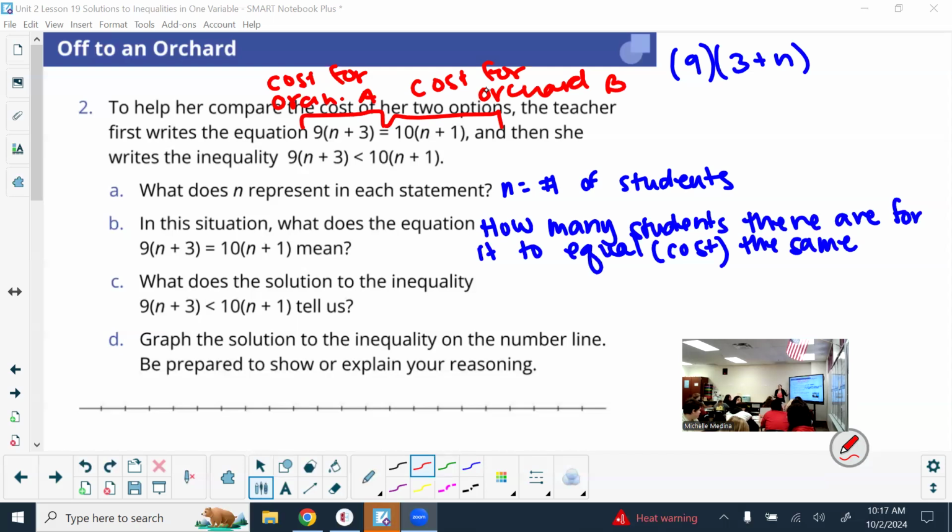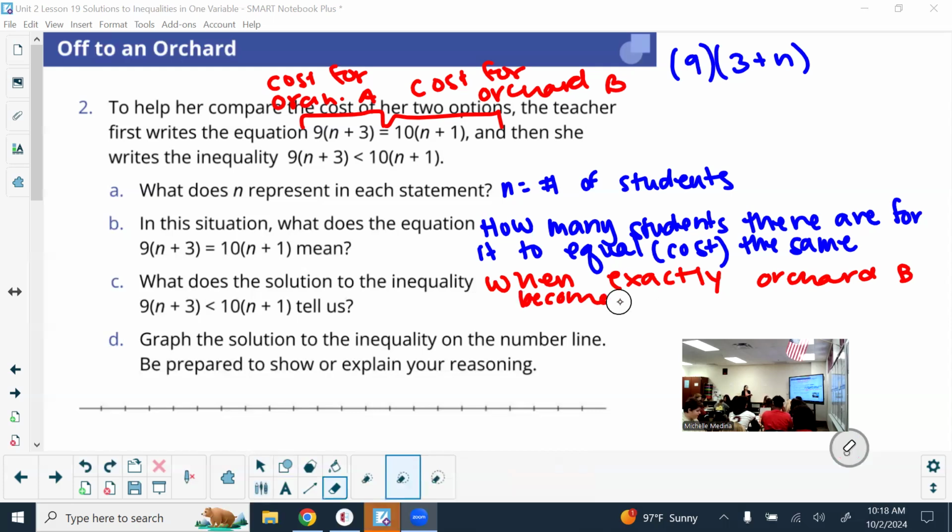But when it's an inequality, table 9, can you tell me what the solution tells us when we solve the inequality? That's 10 times n plus 1 is better than 9. So I guess it could tell us when exactly this expression that you listed out, was it for orchard A or orchard B? The 10 times n plus 1. Okay, so it's when exactly orchard B becomes greater or more expensive than orchard A. Greater, more expensive than orchard A.